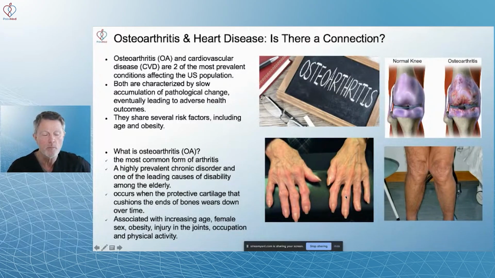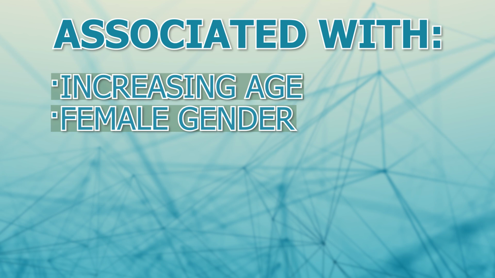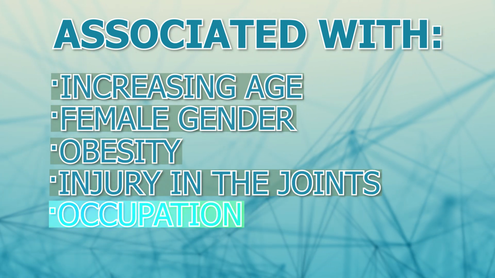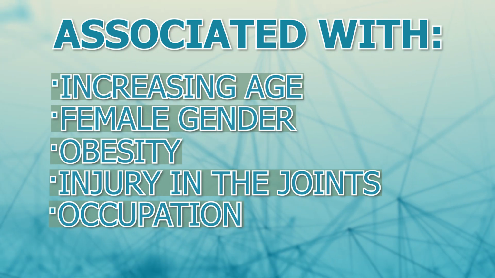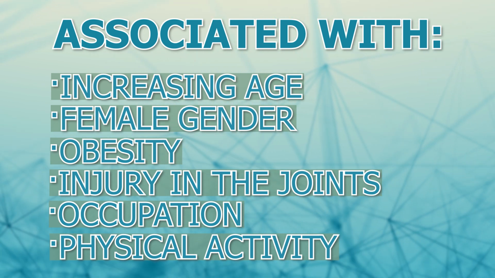Osteoarthritis occurs when the protective cartilage that cushions the ends of bones wears down over time. And it's associated with increasing age, female gender, obesity, injury at the joints, occupation. In other words, do you work with your hands? Do you work walking or running? Physical activity. Are you a runner, a jogger?